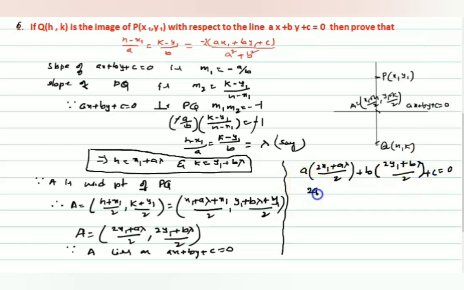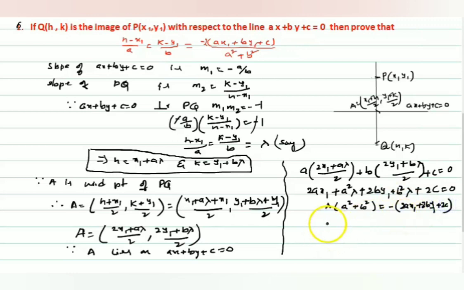This becomes 2ax1 plus a square lambda, 2by1 plus b square lambda, and if you take the LCM, plus 2c is equal to 0. If you take lambda common, lambda into a square plus b square becomes minus 2ax1 plus 2by1 plus 2c. So lambda is nothing but minus 2 times ax1 plus by1 plus c, by a square plus b square.